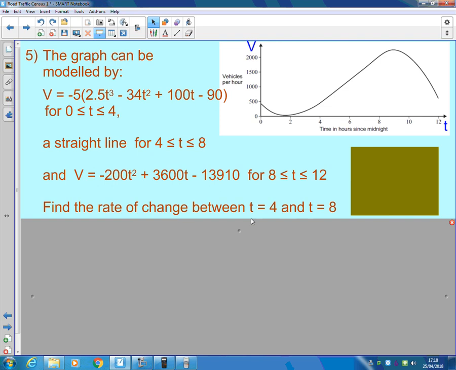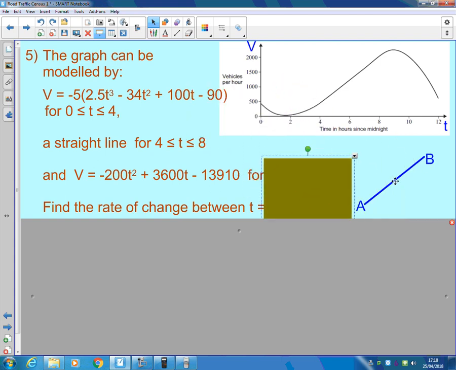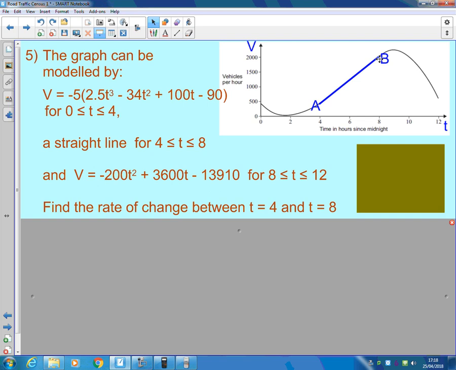And we're asked for the rate of change between t equals 4 and t equals 8. Now, that's the bit where it's a straight line. And notice there's no equation given. So we're going to have to do a bit of working out. There's my straight line between 4 and 8. Okay, that's the bit I'm interested in. It says find the rate of change between t equals 4 and t equals 8. It's a straight line, so it's just going to be a number. It's the gradient of that line.